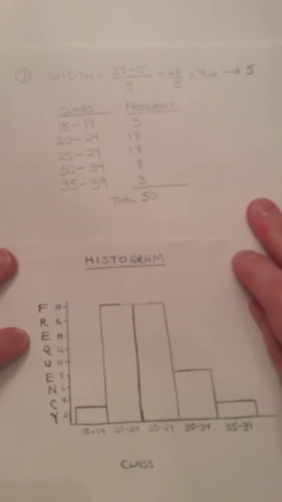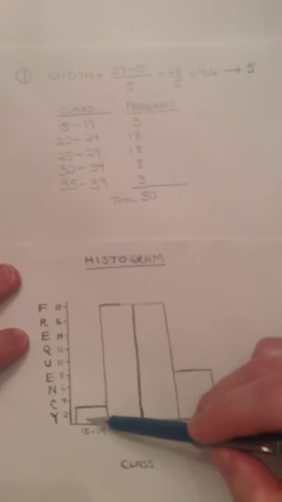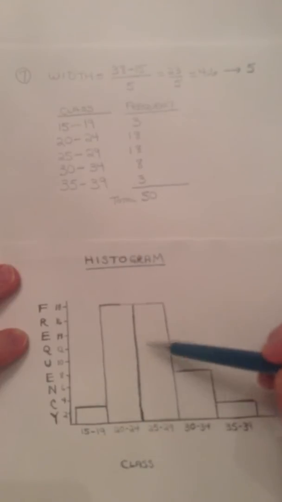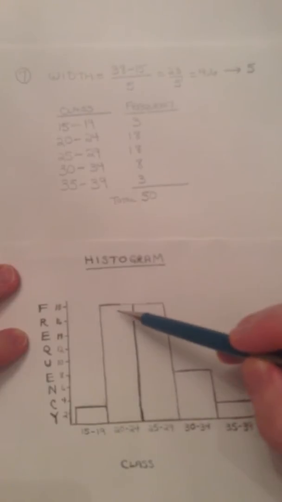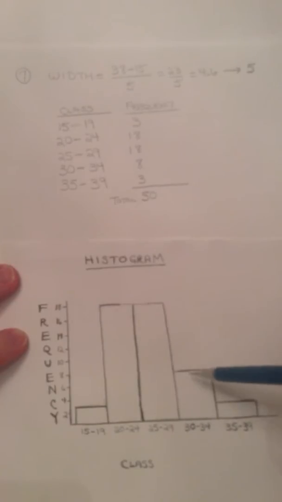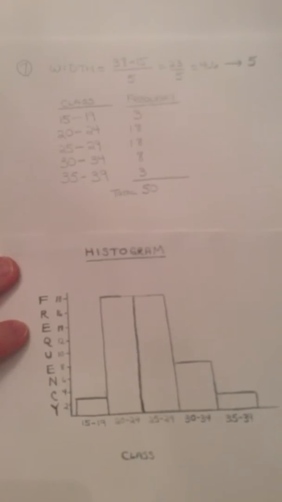So with the frequencies, I have scaled in multiples of 2. You have 15 to 19 with a frequency of 3, and the 20 to 24 and 25 to 29 groups each have a frequency of 18. As for the 30 to 34 class, we have 8. And as for the 35 to 39 group, again we have a frequency of 3. So this is how the histogram can appear.